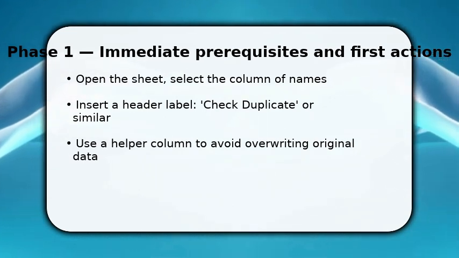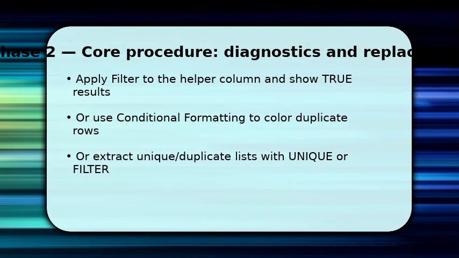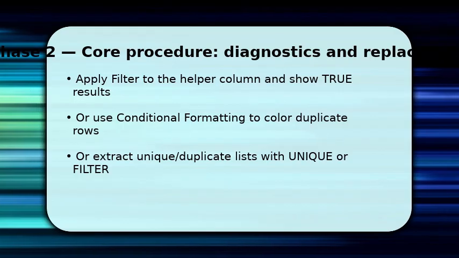Now you decide how to act on flagged names. You can apply a filter to show only true values, which isolates duplicates for review. Alternatively, use conditional formatting with a custom formula like equals COUNTIF($A:$A, $A2) > 1 to highlight duplicates across the sheet.